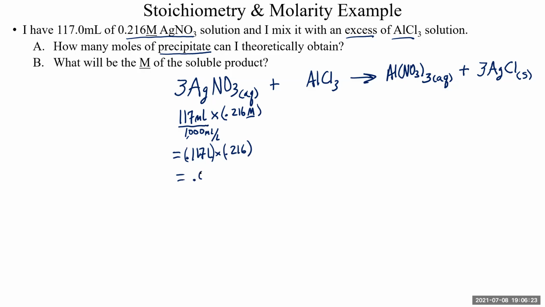0.0253 moles of silver nitrate. So we have our moles of silver nitrate. No need to fuss with the periodic table or adding up atomic weights or anything like that. Just multiply these two numbers, of course, convert to liters, and you've got yourself moles, 0.0253 moles of silver nitrate. We have an excess of aluminum chloride, so we don't have to worry about that.